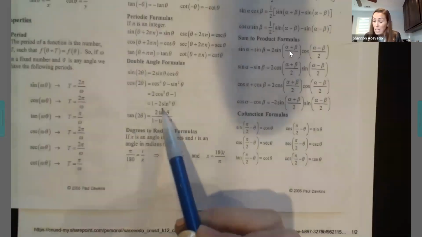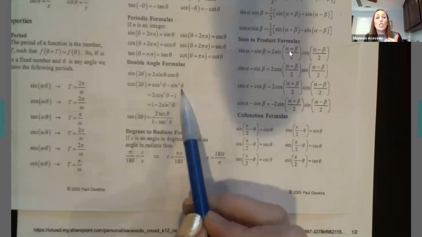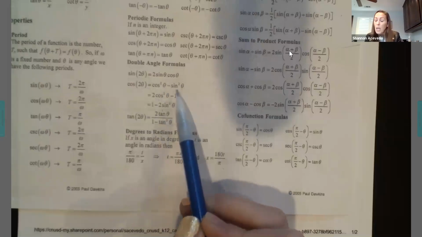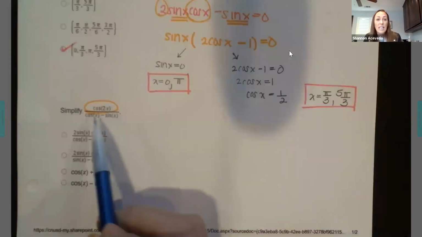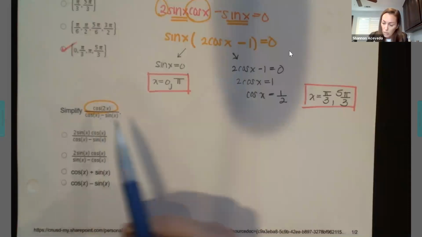But when I look here, if things were already just in sine, I would choose this one. If things were just in cosine, I would probably choose this one. But I have cosine and sine, so I'm going to choose this one. Again, it might be some trial and error. Maybe you choose the wrong one. That's okay. You might go back and just try it again. So I'm going to choose this first one because I have a cosine and a sine already here. So that's my thought process on why I would choose this one.